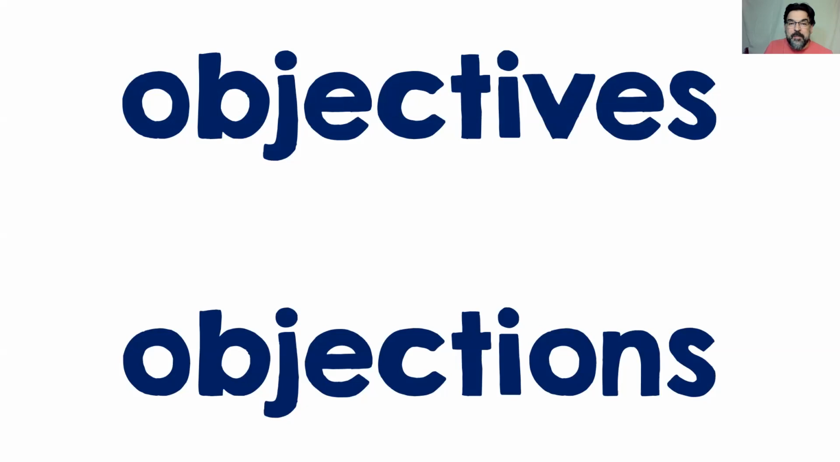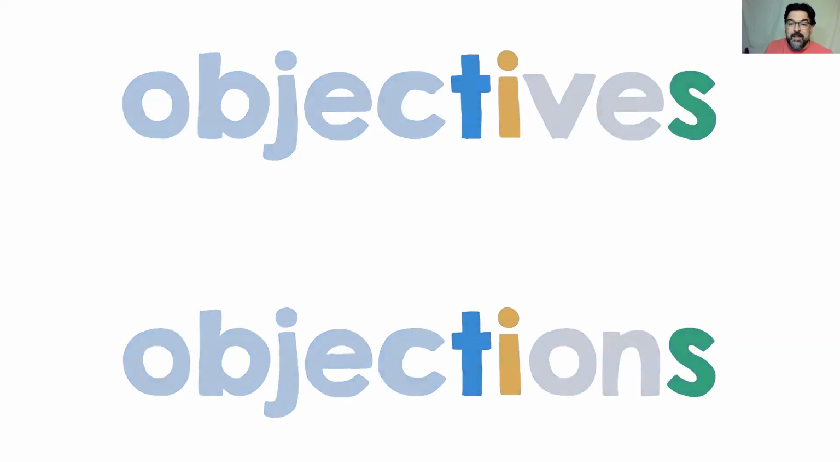Okay, these words are very similar. The top word is objectives. The bottom word is objections. And there's a chance you might have said objections when you read objectives up top. They're very similar. Let's take a look at how similar they are. They start exactly the same, and they get a little different there at the end.